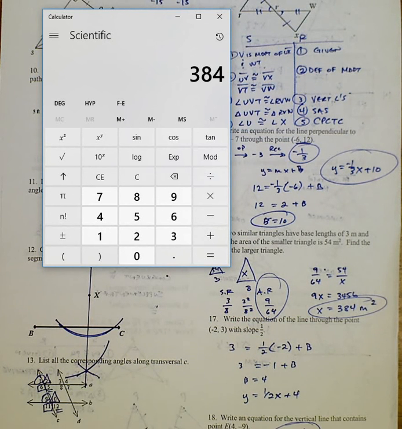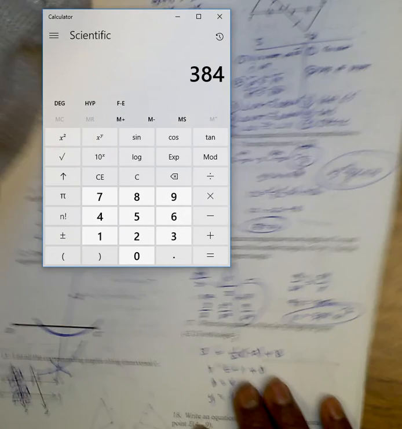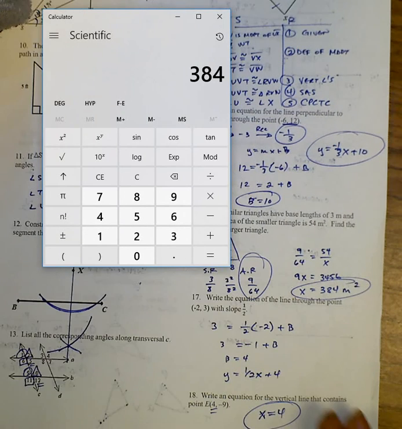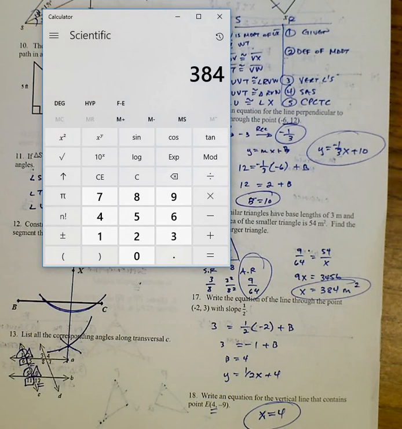Alright, oops, it's off the page. Alright. There's the second page.